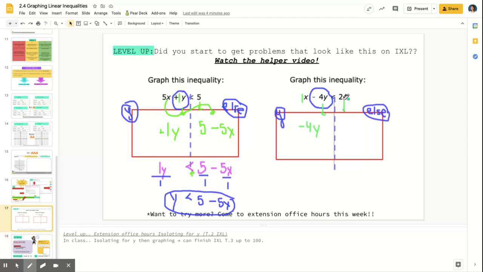On the everything else side, I'm going to bring down that 24. And then I also need to bring over that 1x. And remember, I crossed over. That 1x was positive. Now it's going to become a negative. Okay, that's it. I'm going to bring it down. Negative 4y. Bringing down my less than symbol. Bringing down the 24 and my negative 1x.